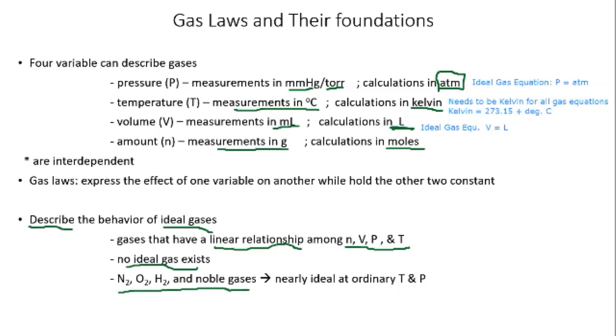Now, when we say the gases have a linear relationship among the different properties, if we have a graph, and let's say we're plotting pressure versus temperature, we're going to see a straight line. As we increase the temperature of the gas, and this is at constant volume and moles, so if you hold the volume constant and you hold the amount of gas constant, as you increase the temperature, you're going to see an increase in pressure, and you get this linear curve. And that's what we mean when we say it has a linear relationship among them.